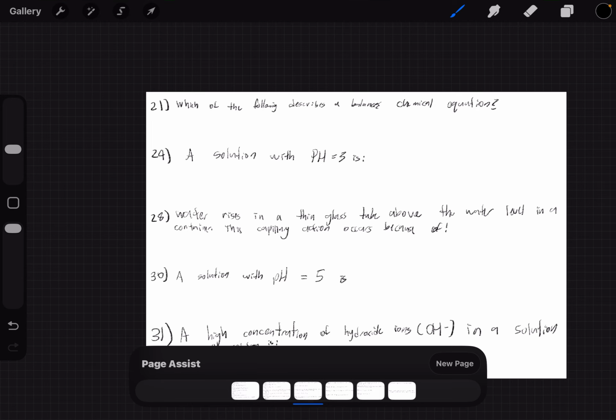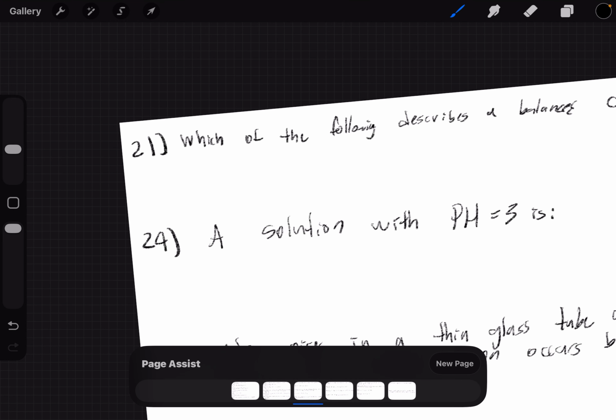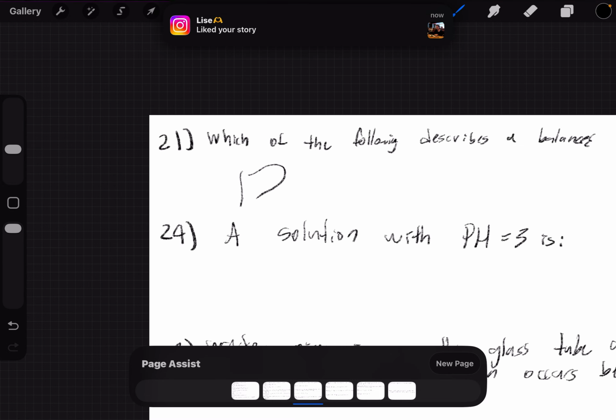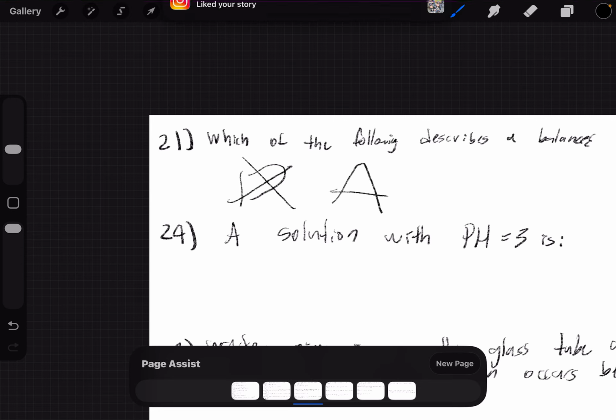21. Which of the following describes a balanced chemical reaction? So for this, I wrote D, which is the total number of molecules on each side is the same. For this one, I was actually wrong, and it was A, which is the mass of the reactants equals the mass of the products.